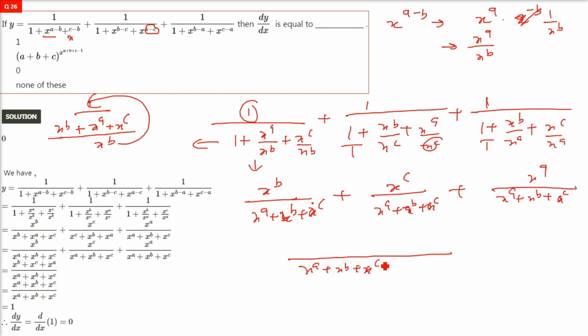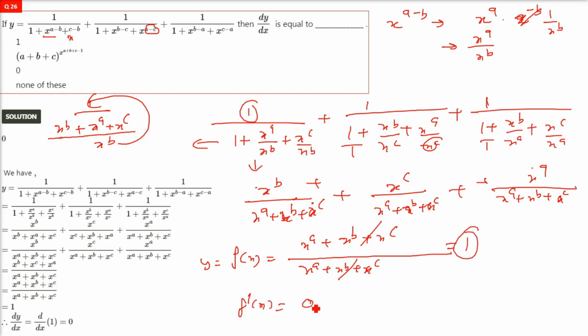In the numerator it will be all these three terms added. I am taking x^a first, just to have an order. So x^a plus x^b plus x^c in the numerator and the same in the denominator. Now you can cancel these two and this is going to be 1. So let us take it as f(x). Now you have to find dy by dx, so you have to find f'(x). It is going to be 0. dy by dx is 0. So the answer is 0 here.